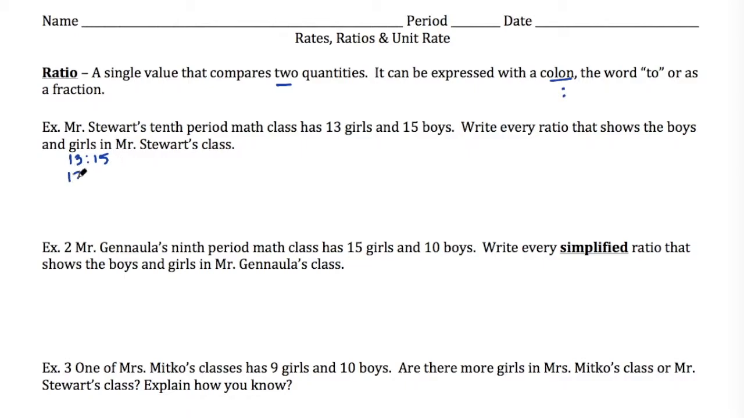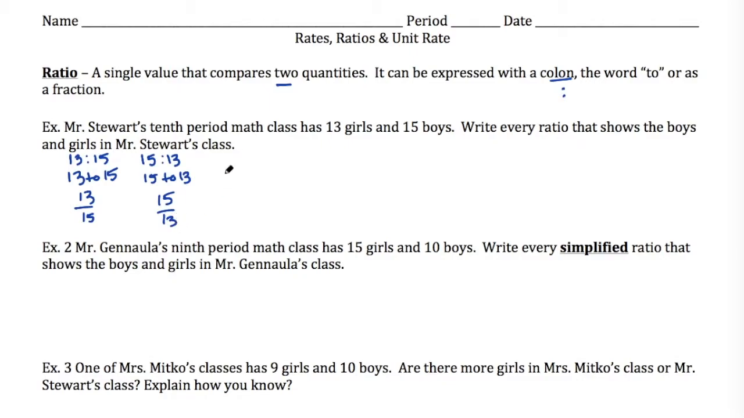We could also write it with the word "to." We could also write it as a fraction, 13 over 15. Those use the three different formats: colon, the word "to," or the fraction. But we could write other ratios sharing similar information. We could reverse them, make it 15 colon 13. We could make it 15 to 13. We could make it 15 over 13.